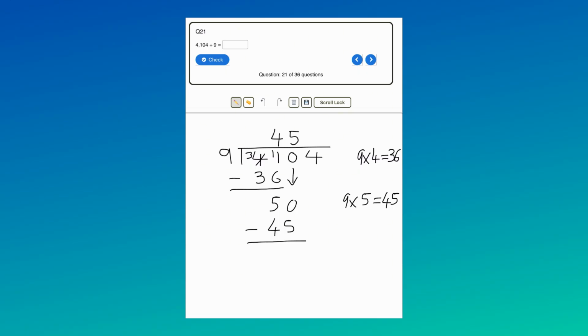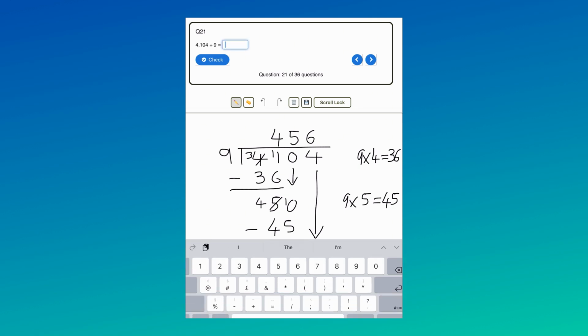I'm going to take that away from the 50. 0 take away 5 we can't do. So I borrow from the 5 and put 4. Put a 1 next to the 0 to make 10. 10 take away 5 is 5. Now I bring down the 4. Now I know 6 9s are 54. So to make it neat and tidy, I put 6 9s are 54, take those away, and I get 0. So my answer is 456.